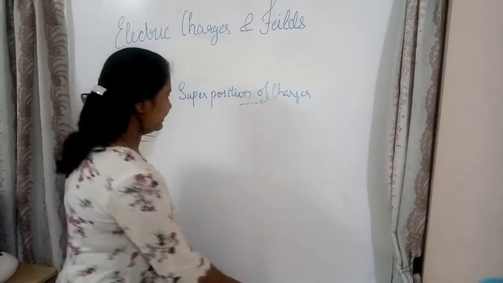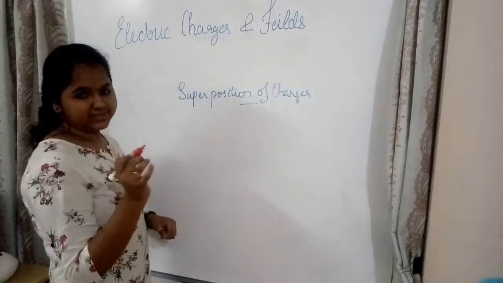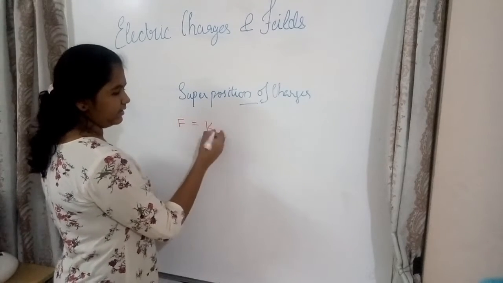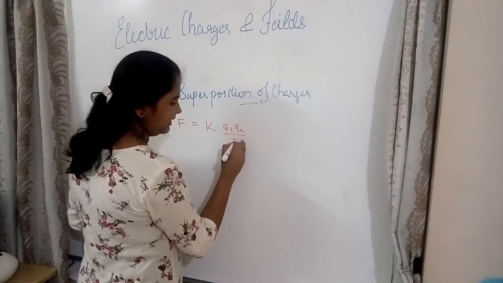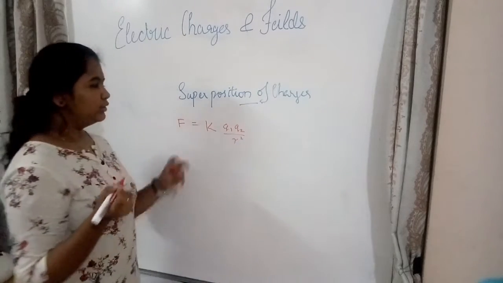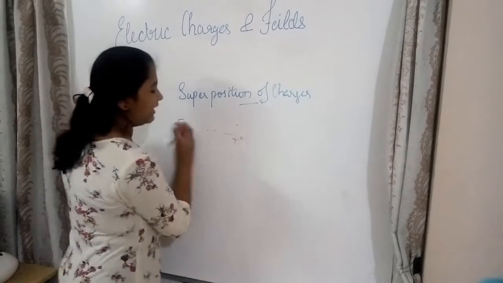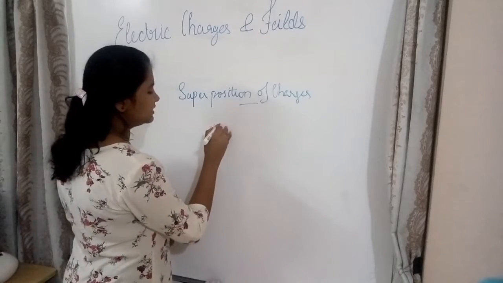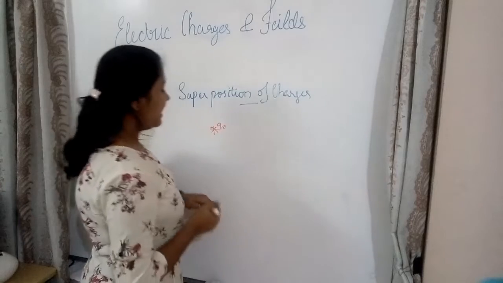So, we'll write. We know the equation of force: F is equal to K Q1 Q2 divided by R square. Now, what do we have to discuss? We have a point charge, let it be here. This is Q0, and there are so many other charges around it.